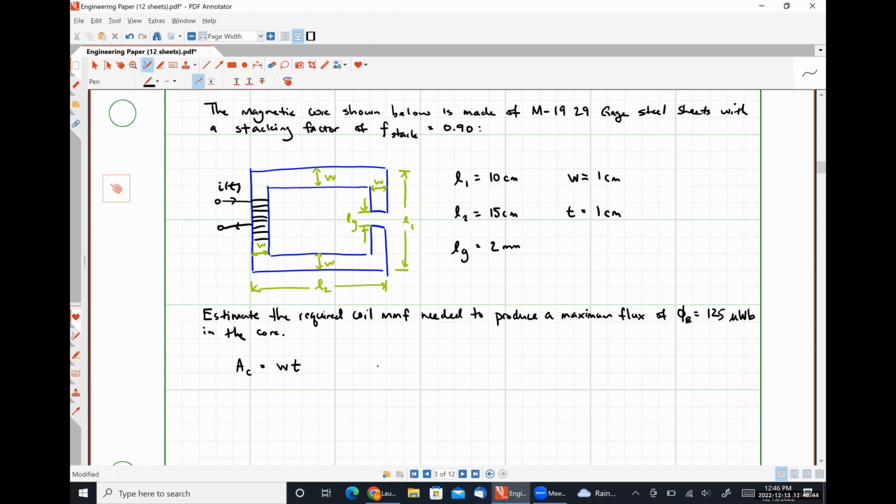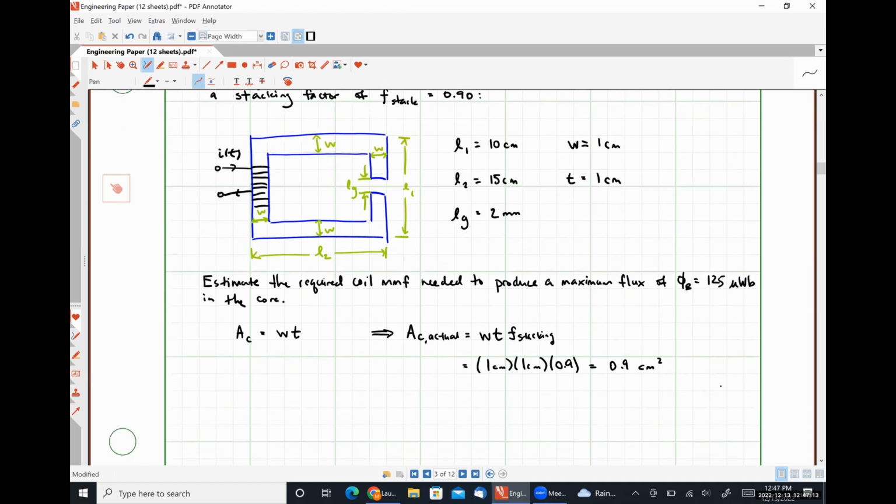So we can say that, let's call this AC actual, is going to be W times T times F stacking, or 1 centimeter times 1 centimeter times 0.9. Looks to me like 0.9 centimeters squared. Anybody have a problem with that? Hopefully that's pretty straightforward, all right?